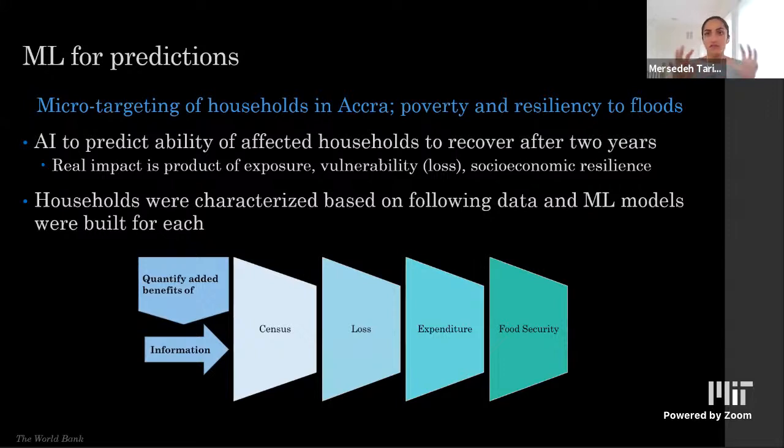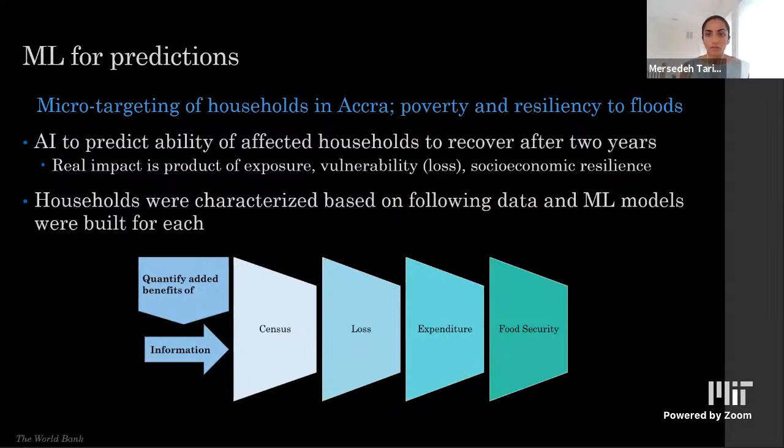Just to set the stage for this work, my colleagues did work to understand poverty and resiliency to floods in Accra for a 2015 series of floods. It affected about 53,000 people. They ran surveys after 2 years to understand who was exposed, what the vulnerability of exposed people was, how much they lost, and their socioeconomic resilience. That is, what means they have to cope and recover from these disasters. In socioeconomic resilience, for example, Ashley mentioned cash transfers and social protection interventions and instruments that exist in the country. So who had access to them, and who had not.